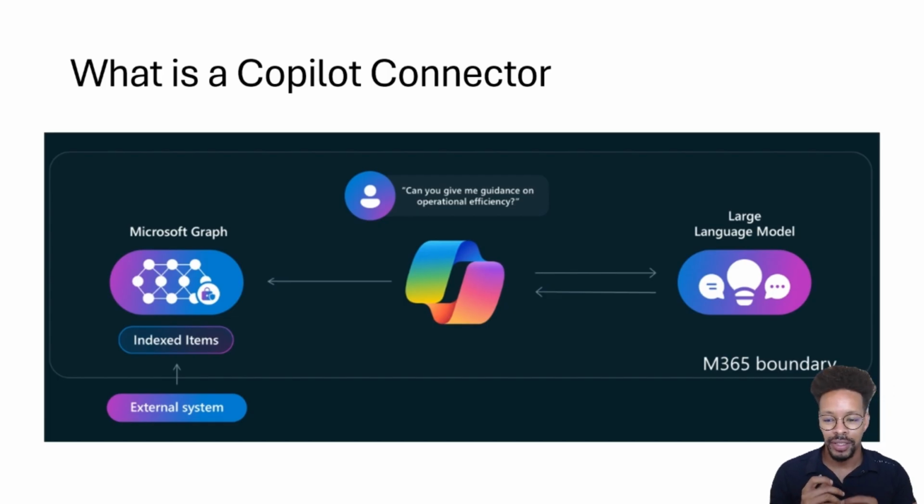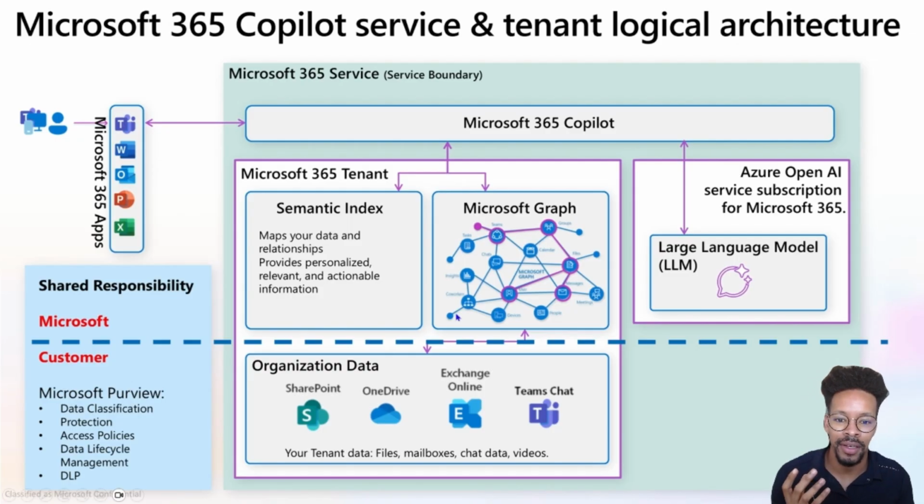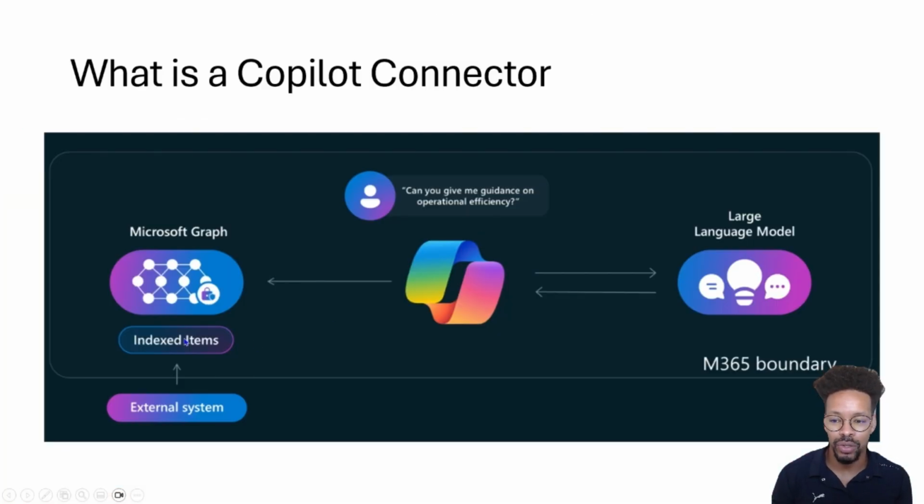A Copilot connector is a connector that brings your external systems into your Microsoft Graph. Think of it as bringing in, for example, Salesforce, Azure DevOps work items, or ServiceNow tickets. You include them in your M365 tenant by indexing, so you get the indexed items inside your M365 boundary. The external system gets indexed, and you can query with Copilot and get the answer from the external system, which is now part of your Microsoft M365 boundary.